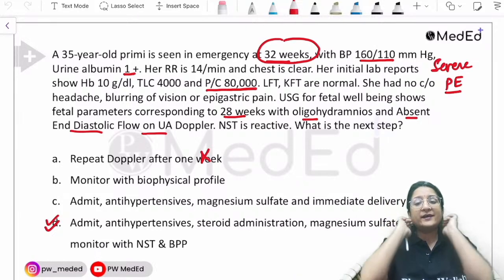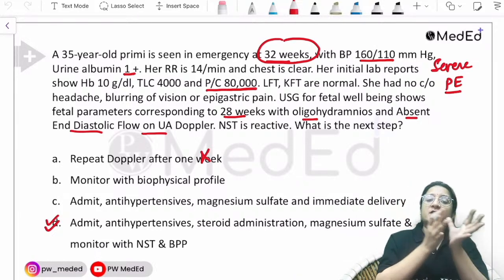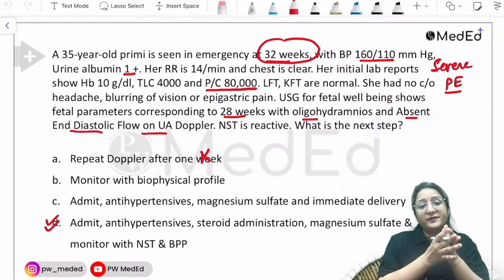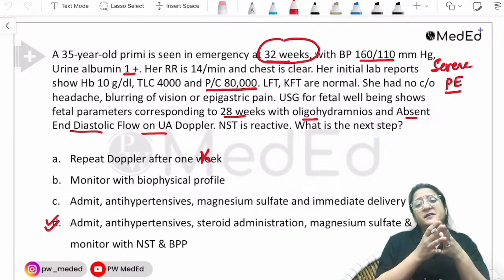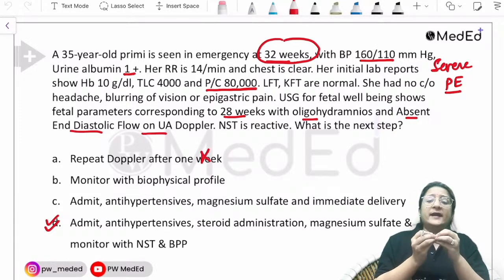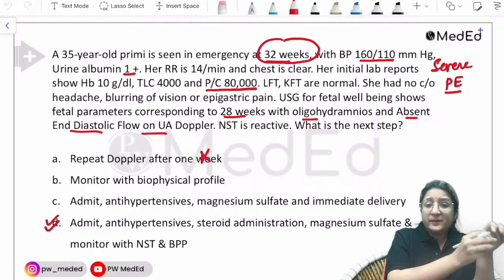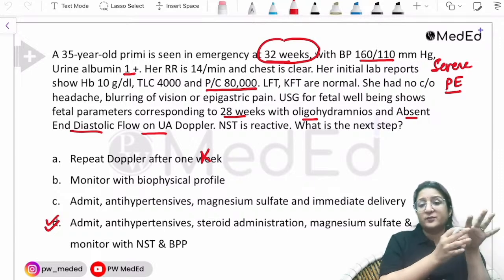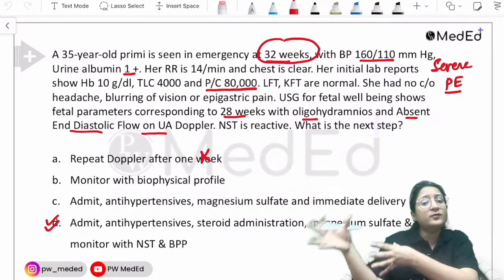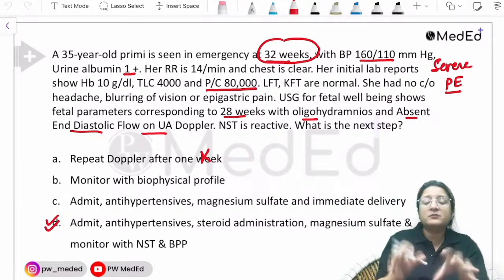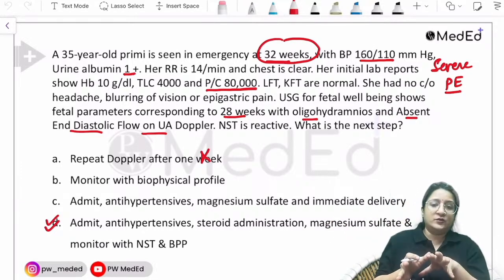I need to at least be able to buy 48 hours for the steroid administration to get completed. I'll start with prophylactic magnesium sulfate and I'll monitor with NST and BPP. And at any point in time that the woman's situation is worsening or the baby's monitoring shows that the NST has become non-reactive or biophysical profile is poor, if any abnormality happens, then I'll give up the conservative management. But I'll at least start with settling the patient down first, isn't it?